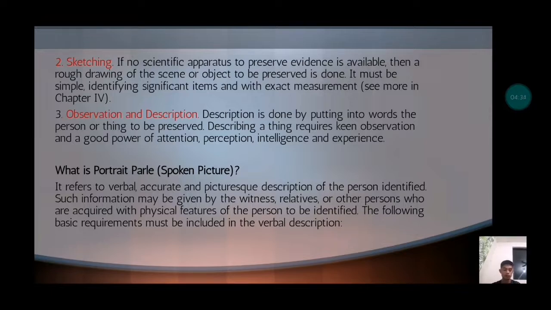So what is portrait parle? Spoken picture. It refers to a verbal, accurate, and pictorial description of the person to be identified, such as information that may be given by a witness, relative, or other persons who are acquainted with the physical features of the person to be identified. The following basic requirements must be included in the verbal description.